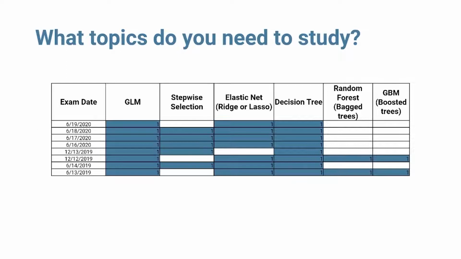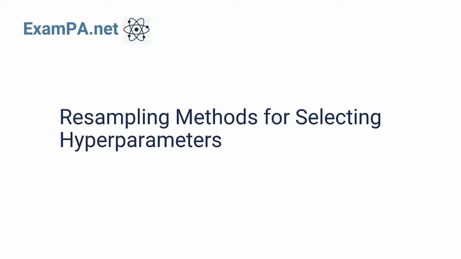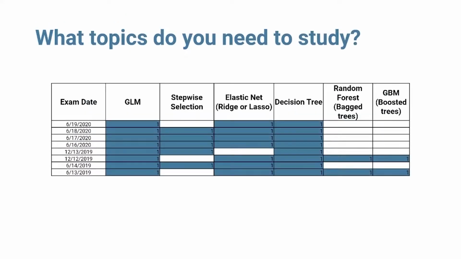So what topics do you really need to study? Well, let's review the different types of models that we have on this exam. The most common is the GLM. This appears on every single version of exam PA. Let's review the different types of models that you will need to study. As you can see, some of these models appear much more frequently than others.